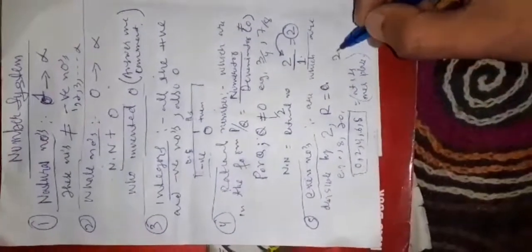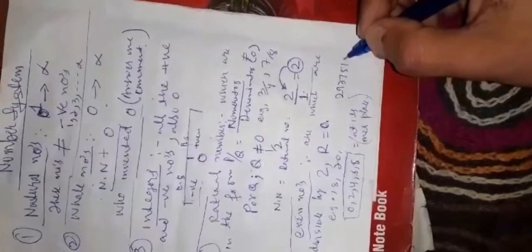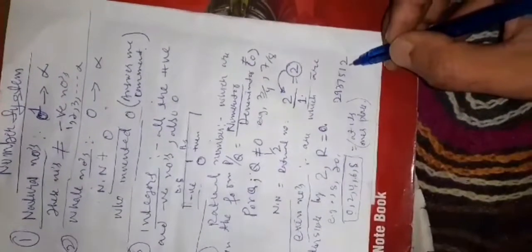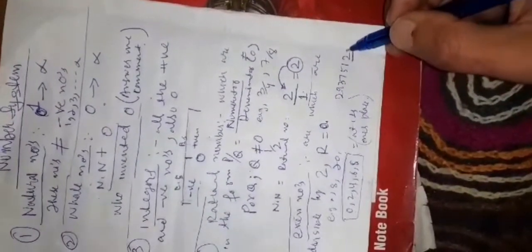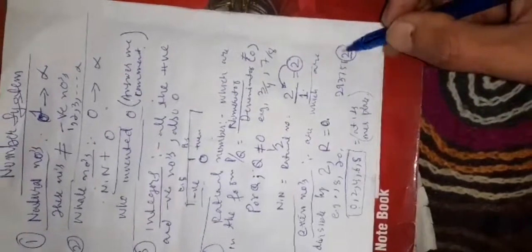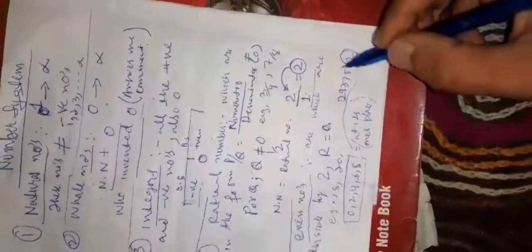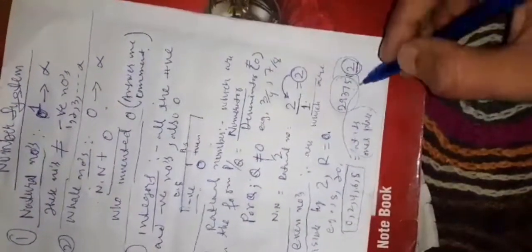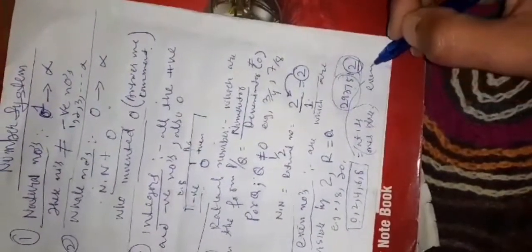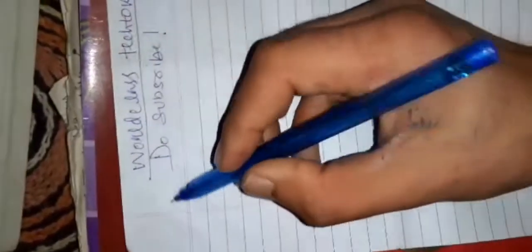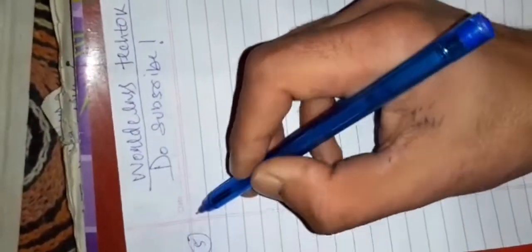For example, 2, 9, 3, 7, 5, 1, 2. Just by looking at its unit place digit, you can say whether it is even or not. 2, yes, it is in the list, so the total number is an even number. Got it? Now another number type is odd numbers.